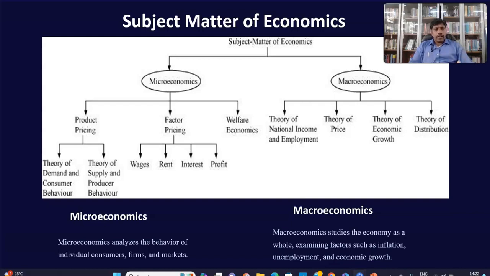The factors of production are otherwise called agents of production because they help in the production of goods and services, converting the raw materials into finished goods. And finally, in welfare economics, we study how the income is distributed to create welfare in the society. Under macroeconomics, we will study the theory of national income and employment, theory of pricing strategies, theory of economic growth, and theory of distribution of national income. We shall discuss one by one.